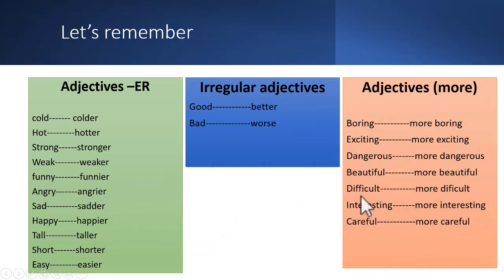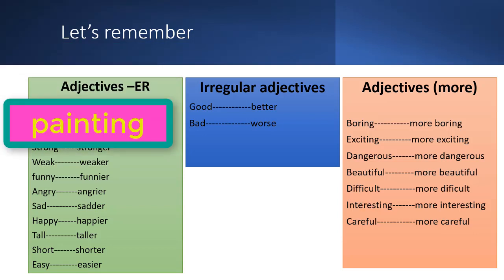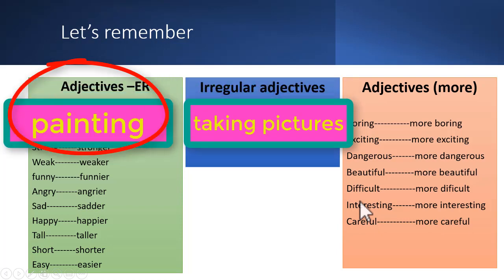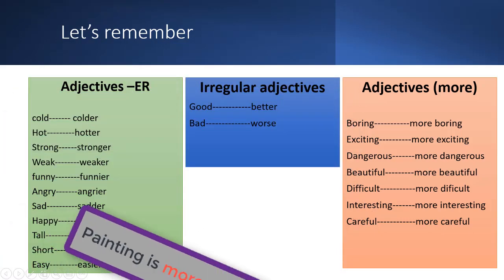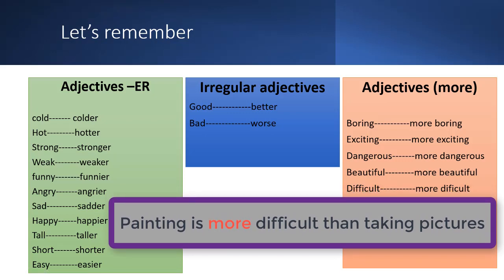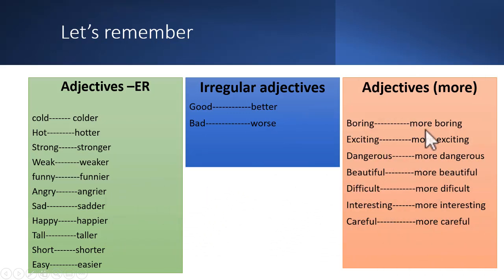Another one, difficult. What's difficult? Painting or taking pictures? Painting is more difficult, right? So the sentence would say, painting is more difficult than taking pictures. You see? The construction is the same, but the building is different, more. Usually, the longer adjectives build the comparative with more. Usualmente los adjetivos largos construyen el comparativo con more. Los cortitos, como se fijan los de acá, construyen el comparativo solo con ER. ¿Ok?